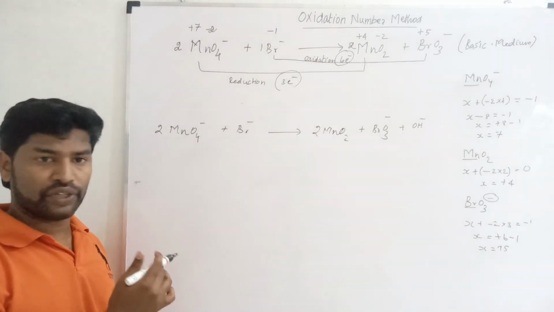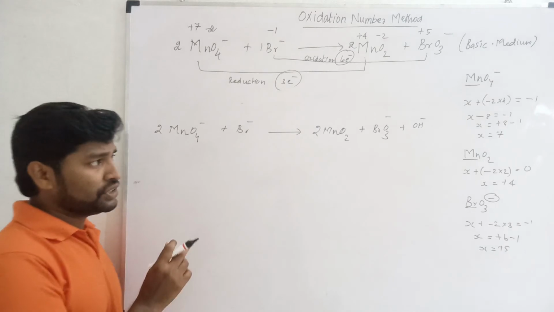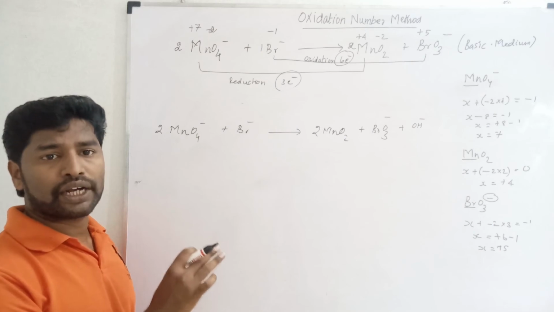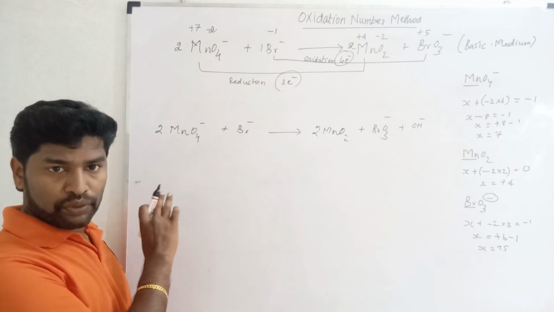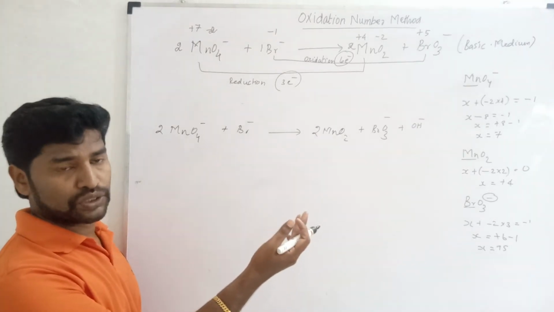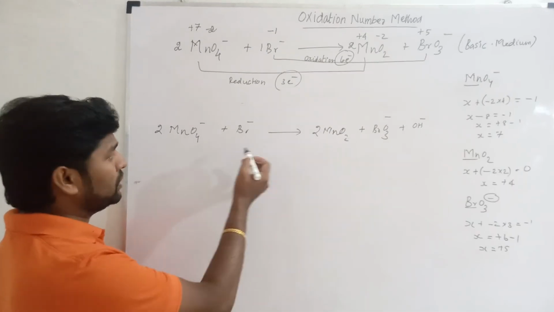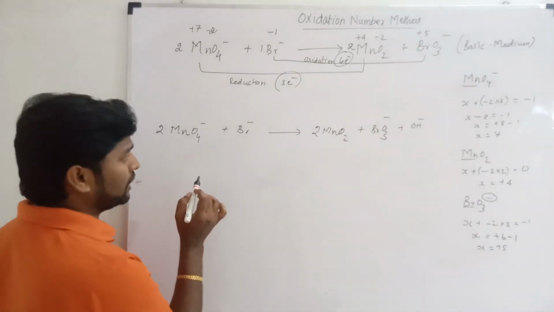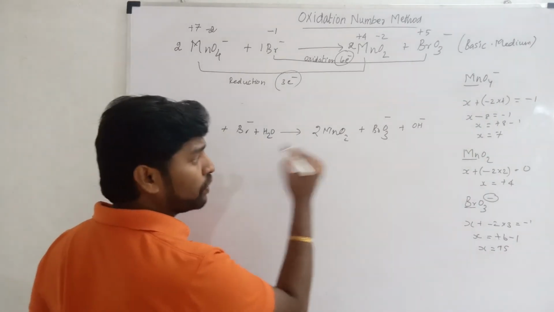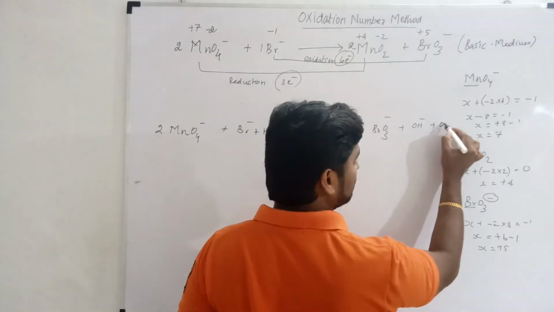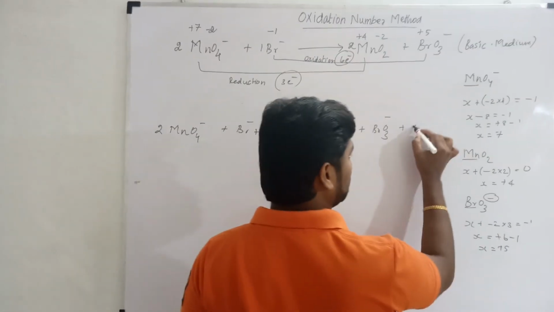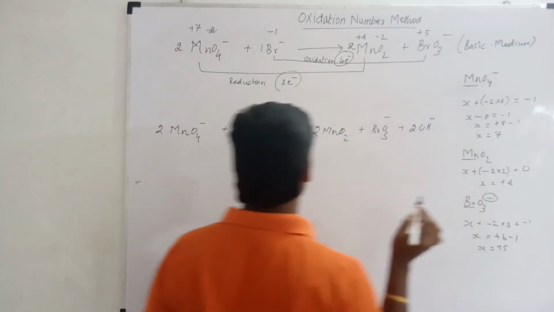Now we have to balance the hydrogen. For balancing the hydrogen, on the side where hydrogen is deficient, we add water molecules, and the same amount of OH negative on the opposite side. Look at hydrogen: this side has 1, that side has nothing. So we add one water molecule here, and the same amount of OH here. Both are OH, so we can write 2 OH negative ions.